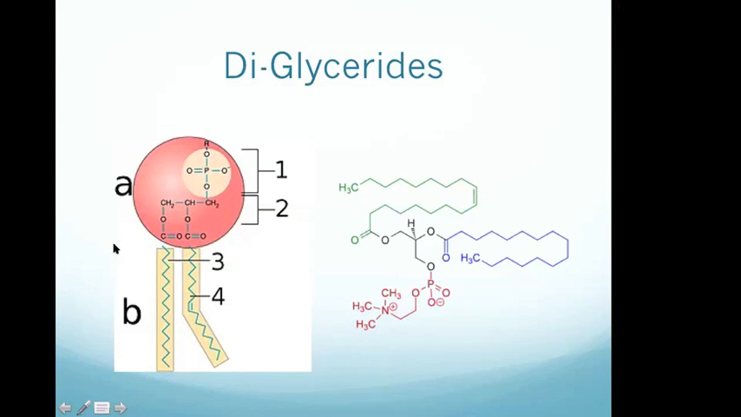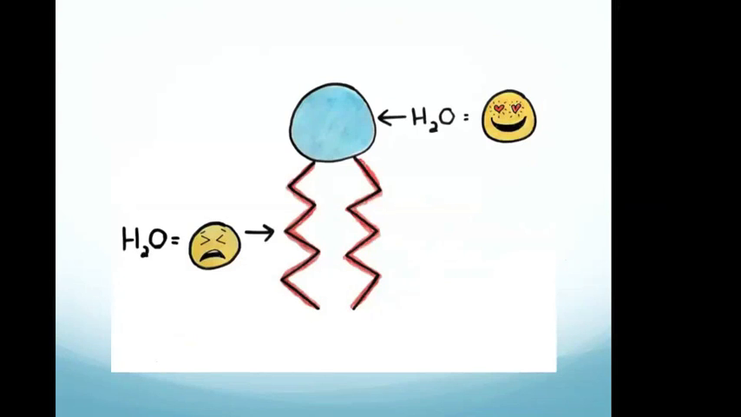So I want you to keep in mind this picture on the left-hand side. The circle part is polar, and the straight parts are non-polar. So remember, our polar part, the circle part, loves water. That's why we've got the heart-eyed emoji here. And then the lines coming out do not like water. They don't mix well with water. Sometimes we say they're hydrophobic. Okay, so what happens when you get a whole bunch of these things together?